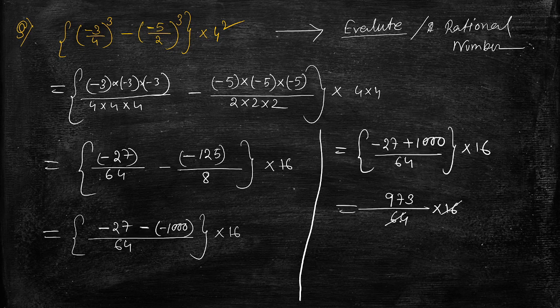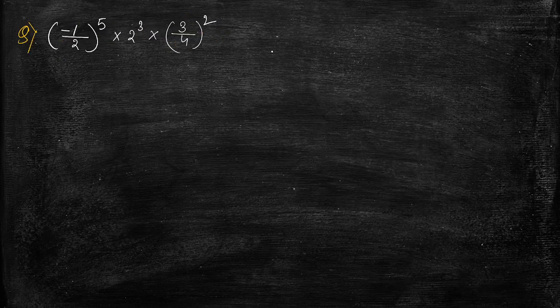Now cancel out 16, 64, 4. So 973 by 4. You can do the mixed fraction as well. So that will be 243 1 by 4. Now this question you need to solve. Pause the video and solve it.